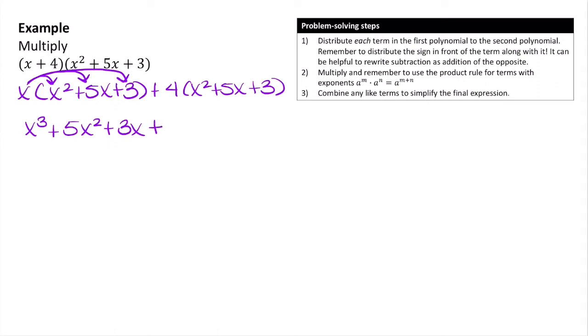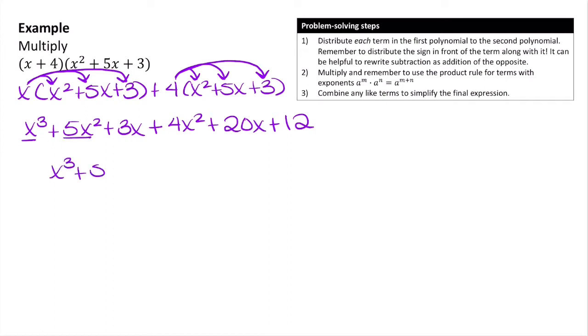And now we're going to add it. We have 4 times x squared, which is 4x squared, plus 4 times 5x, which is 20x, plus 4 times 3, which is 12. So now what I want to do is go through and find like terms that I can combine to simplify my final expression. So I start off with my x cubed. Then I have 5x squared, and I'm going to go through and look for any other x squared terms. Well, I have this plus 4x squared, so I'm going to go ahead and write that along with it.